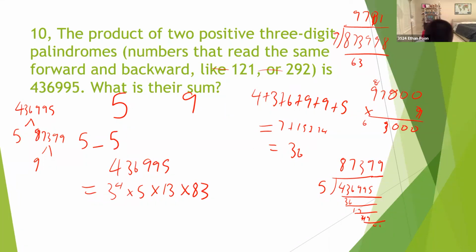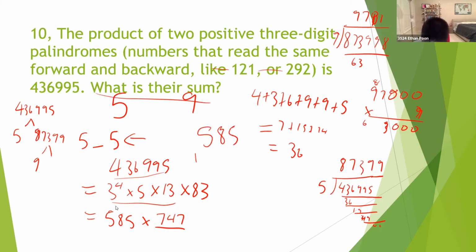As mentioned before, we have to have a 5 something 5. So with these factors, what we can get as a factor of this big number is 585 times something. And if you multiply the remaining factors out, the other something is 747, which, as the problem describes, is also a palindrome. So what we're finding is their sum. So 585 plus 747 is 1332.